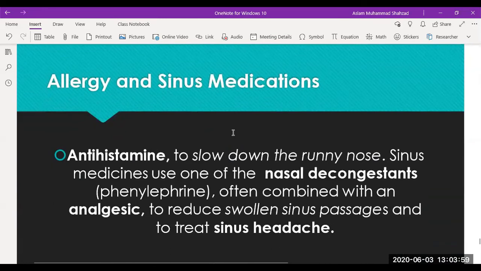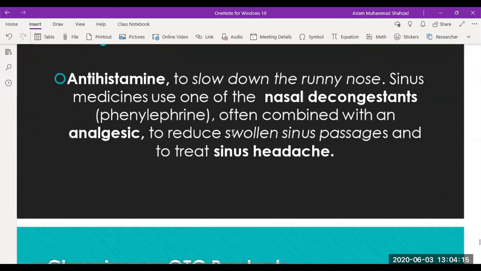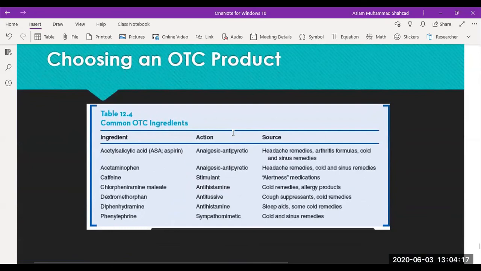So allergy and sinus medication, antihistamine, has been used for runny nose, for nasal decongestion, for reducing swollen sinus passages, and to treat sinus headache. When we talk about common OTC drugs, we have aspirin, acetylsalicylic acid, acetaminophen, caffeine, dextromethorphan, diphenhydramine, and phenylephrine. These are all common OTC drugs, and they have been misused.